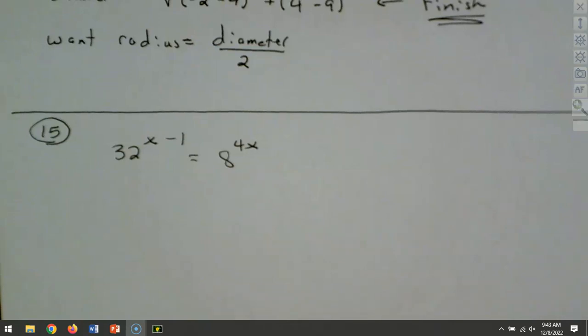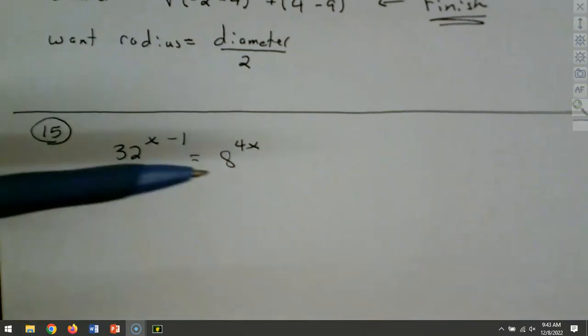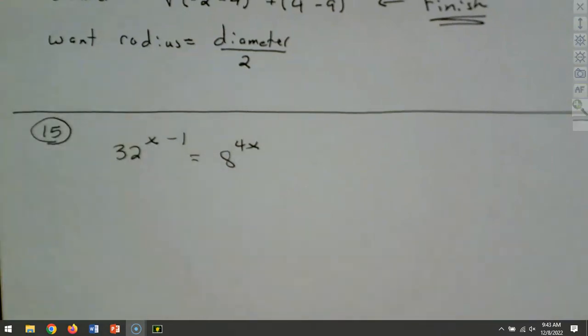Now, when we look at 8 and 32, they're not direct powers of each other. If this would have been a 4 and a 16, it would be an easier question, right? This one's a little bit different. We need to figure out what they have in common and how we can work this out. Well, what do we know about 32 and 8? They're both even numbers. So they're both factors of 2. So we're going to try and get the bases to be the same.